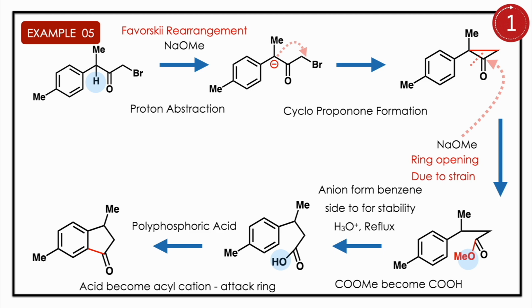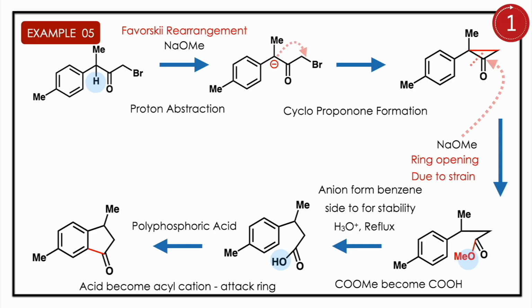Here you have alpha haloketone and alpha hydrogen. You are using the base. So Favorskii rearrangement. The first step will be abstraction of proton. You have the anion. Anion is a nucleophile. It attacks the halogen. You have cyclopropanone.